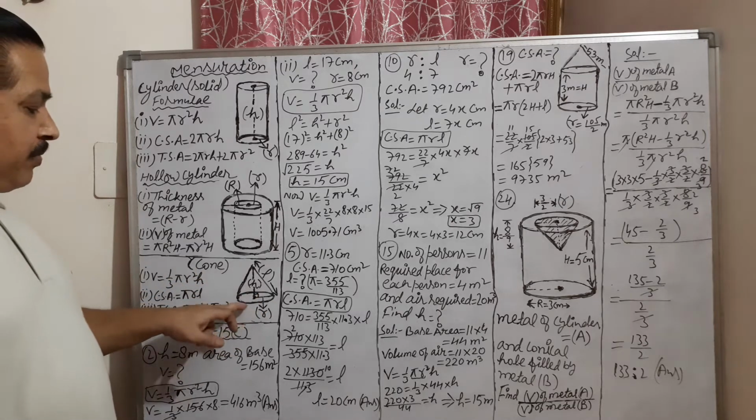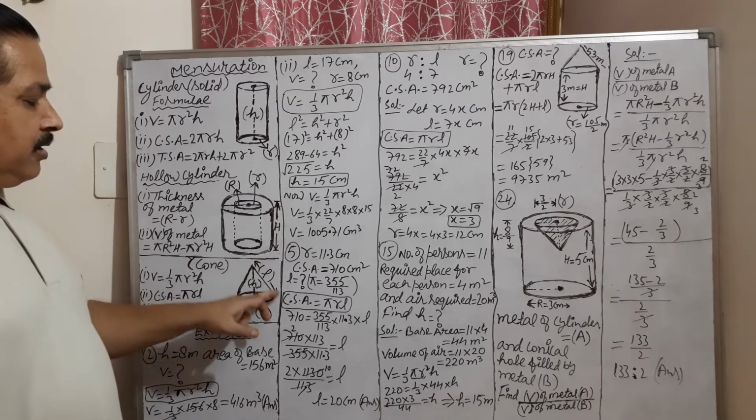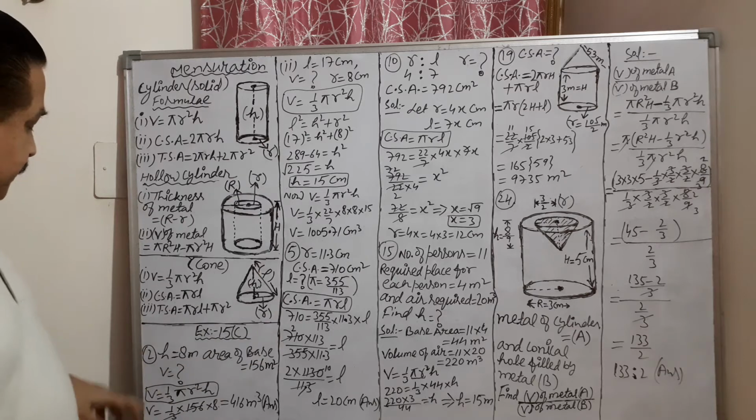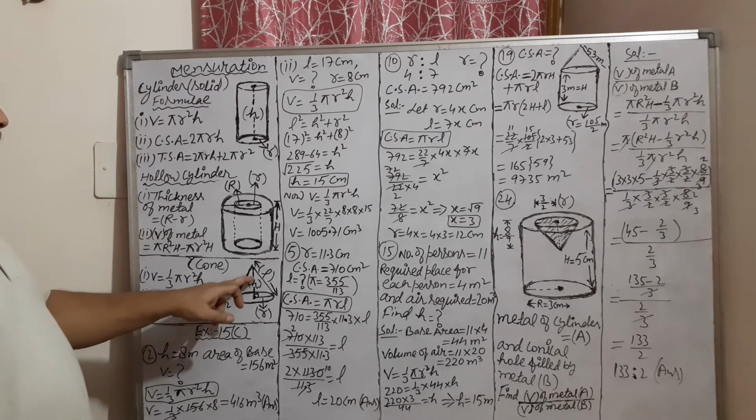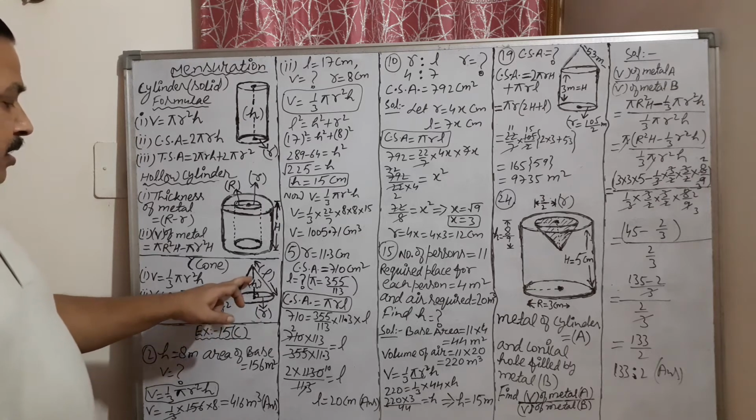Now see a cone. See the conical shape here. Radius is small r, height is the perpendicular height small h, and this is the slant height L. Now volume of cone is 1 upon 3 pi r square h. Curved surface area is this one, pi r L.